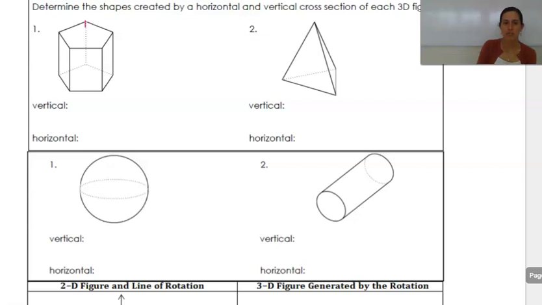Okay. So if we cut it diagonally, that means the shape of the cross section would be a rectangle. If we cut it horizontally in between the 2 bases, that means it's going to be a pentagon.